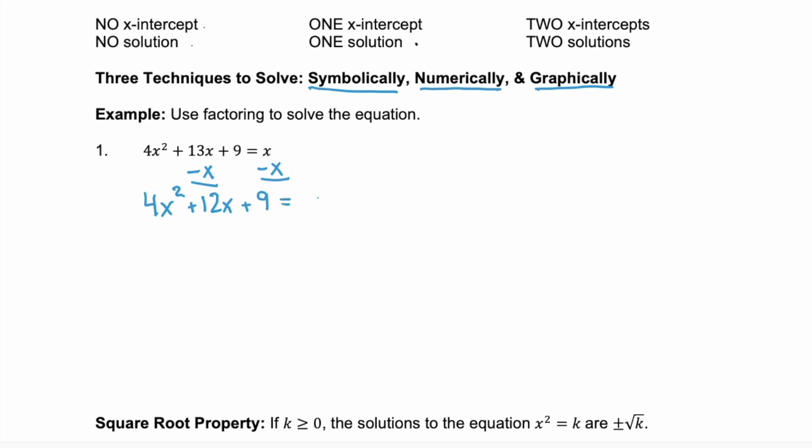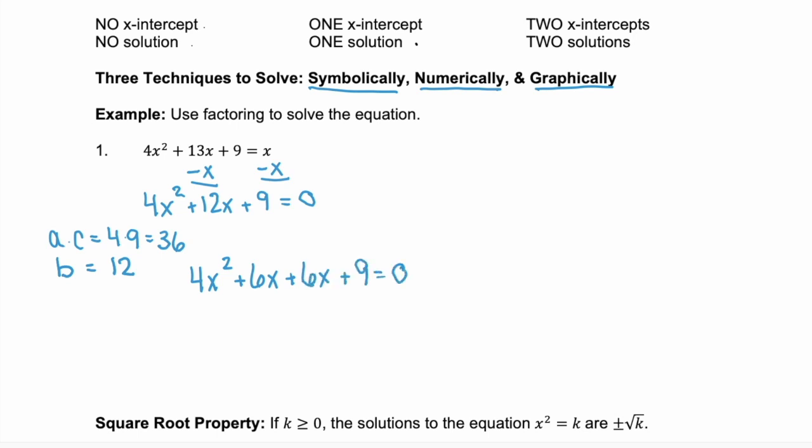Now, because our leading coefficient isn't 1, it's 4, we're probably going to want to rewrite this so that we can factor with grouping. So we need to find that key number, a times c, 4 times 9, which is 36, and b, which is 12. So we need two numbers that multiply to 36 but add to 12. That would be 6 and 6. So we rewrite our middle term. We have 4x squared plus 6x plus 6x plus 9 equals 0.